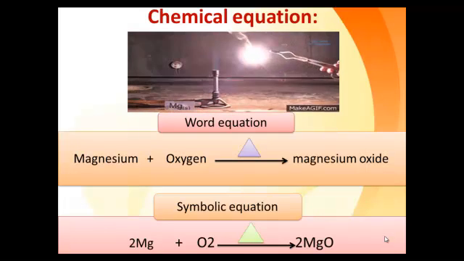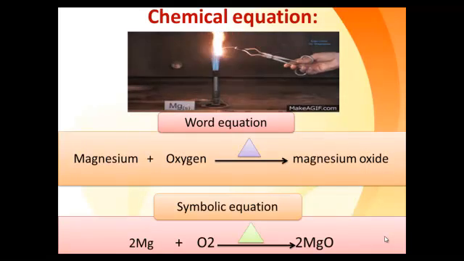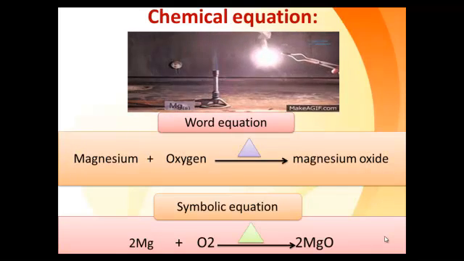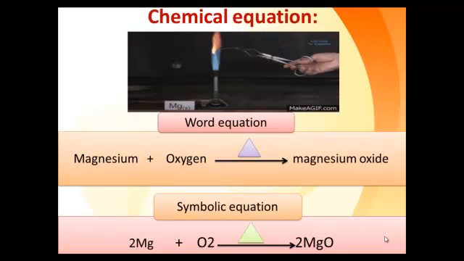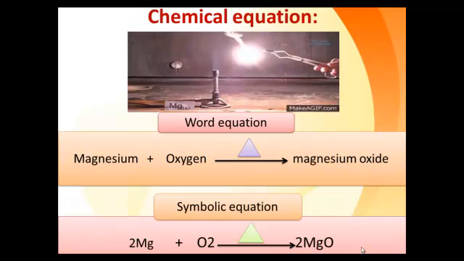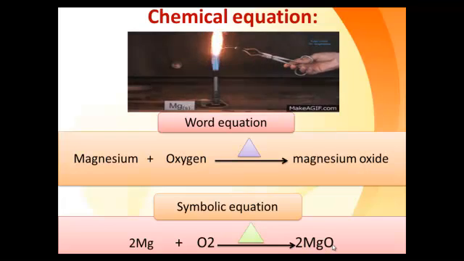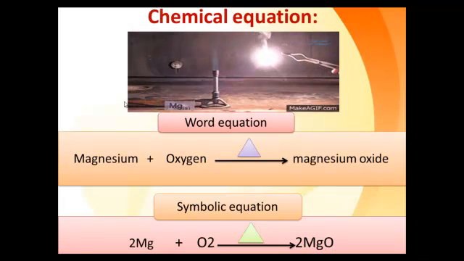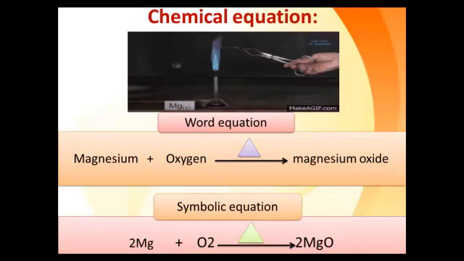Chemical equation. If you burn a magnesium strip in air, magnesium combines with oxygen during burning, forming white powder of magnesium oxide. This chemical reaction can be represented by the chemical equation: magnesium plus oxygen, by heat, gives magnesium oxide. As you can see, this chemical reaction is represented by this equation.